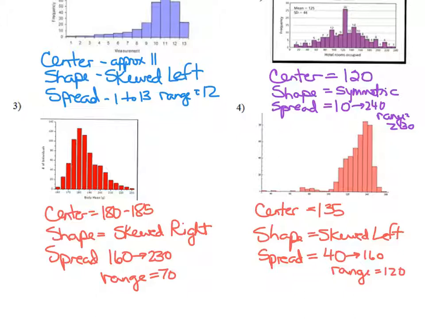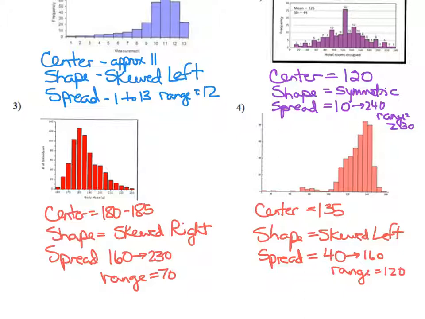Why don't you compare your answers with the ones that I've written? Again, I know it's kind of hard to see what those tiny little numbers are along the x-axis. You'll notice that the first example, number 3 really, is skewed right, while number 4 is skewed left. The centers, the first one was 180 to 185, the other one was 135.